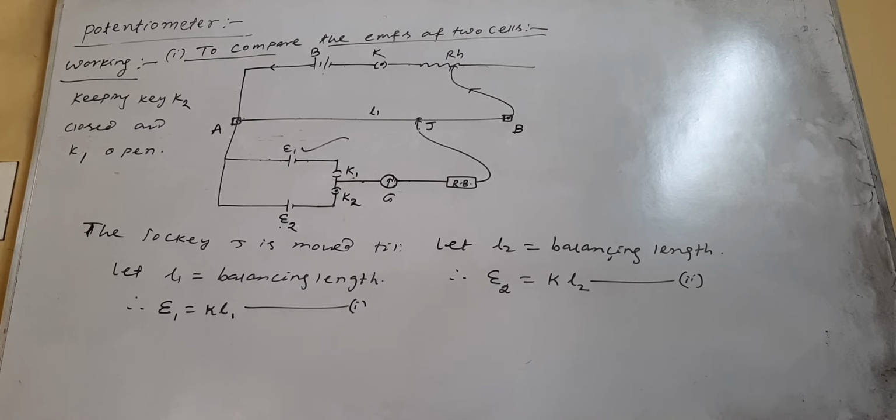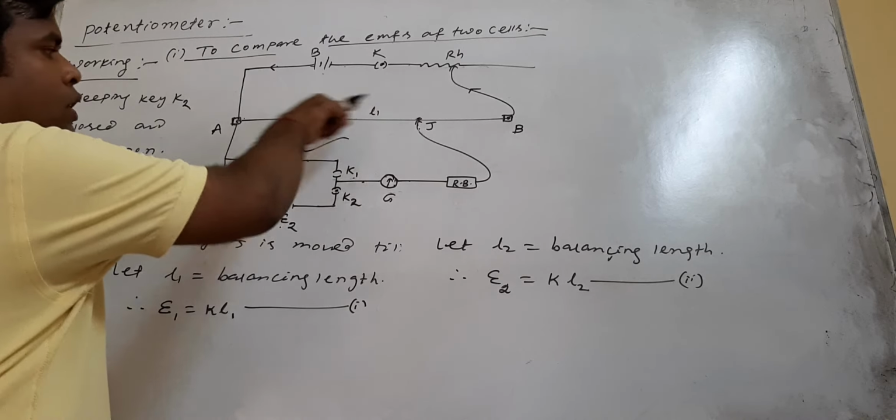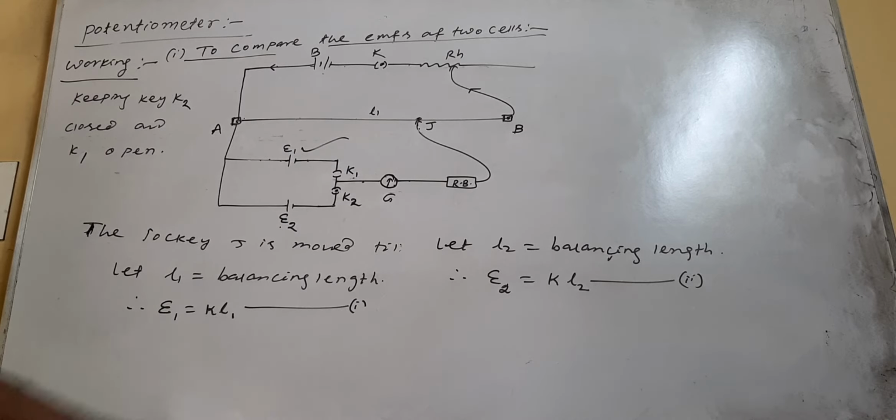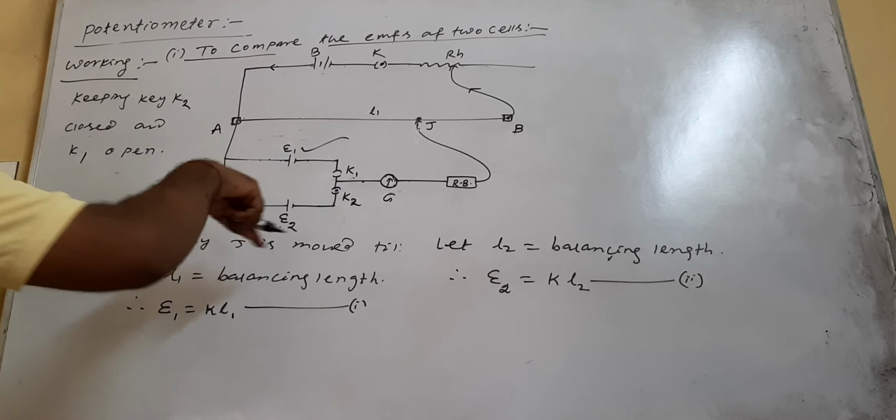So here you can put the question: does the K value remain the same? The answer is yes. Because at the null point, the potential gradient along the wire doesn't depend upon the secondary circuit.